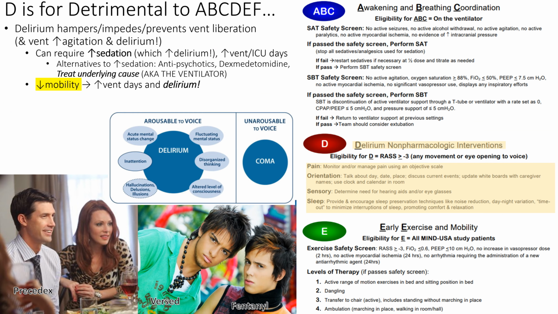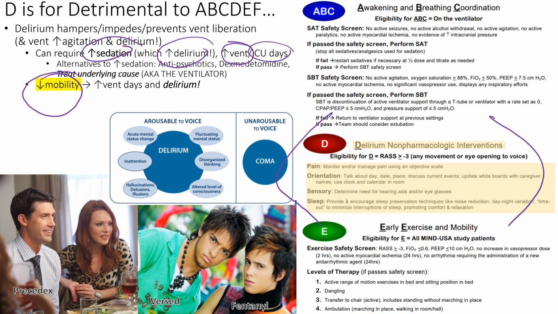Okay, so D is detrimental for the ABCDEF. It's not going to get someone out of the ICU when you have delirium, right? So they will require more sedation, and that will cause more delirium. That will increase their vent days, which will also increase their ICU days. And each one of those things increases your mortality in the hospital setting, right? And we have the other drugs on the previous page, which can help abate the delirium. And also taking the ventilator off will help as well, right? Decreasing mobility will also cause delirium. So we want to improve mobility, right?